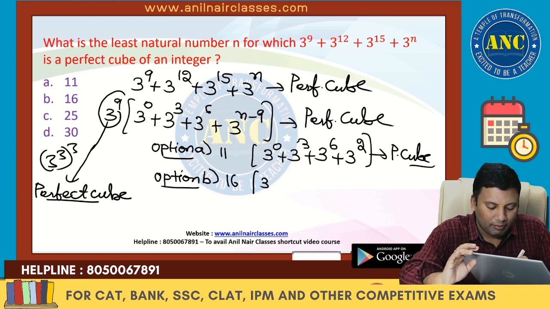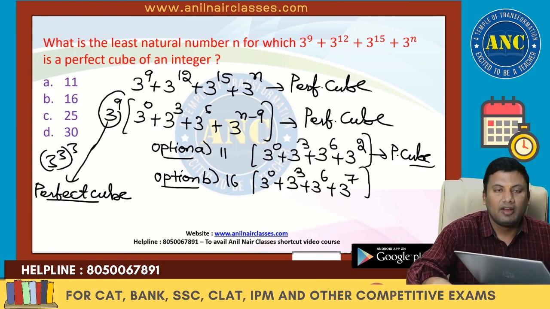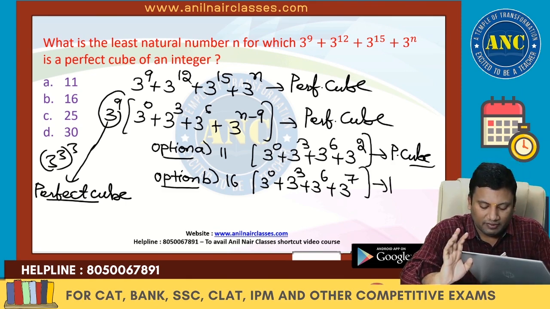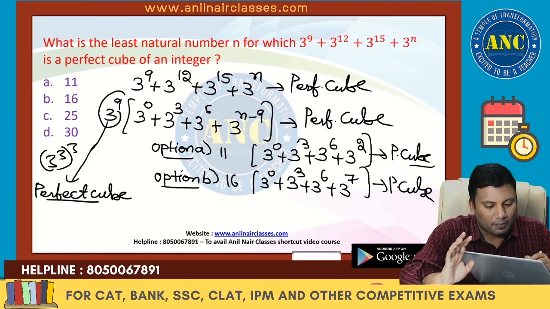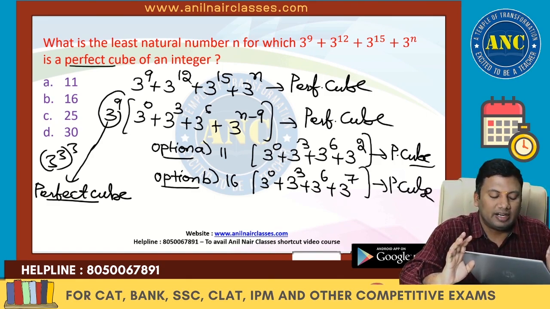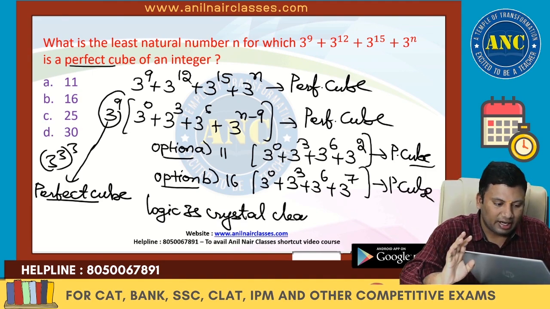This will become 3 power 0 plus 3 cube plus 3 power 6 plus 3 power 16 minus 9, which is nothing but 3 power 7. I hope it is clear, right? Check it out whether it is a perfect cube. The value which makes the expression a perfect cube, that itself is the answer. I hope the logic is crystal clear to you.